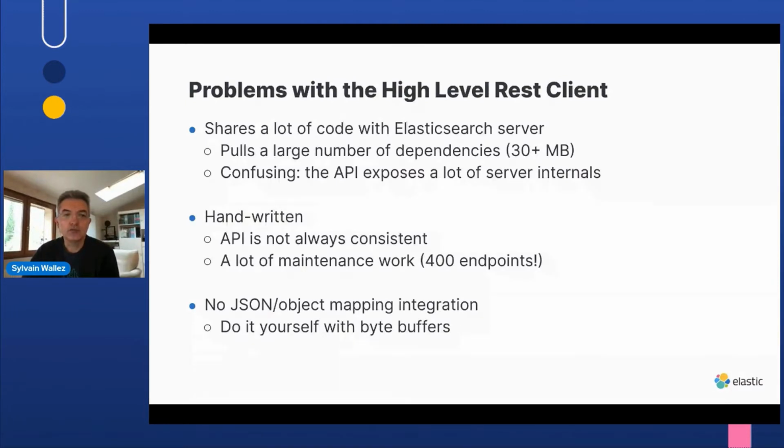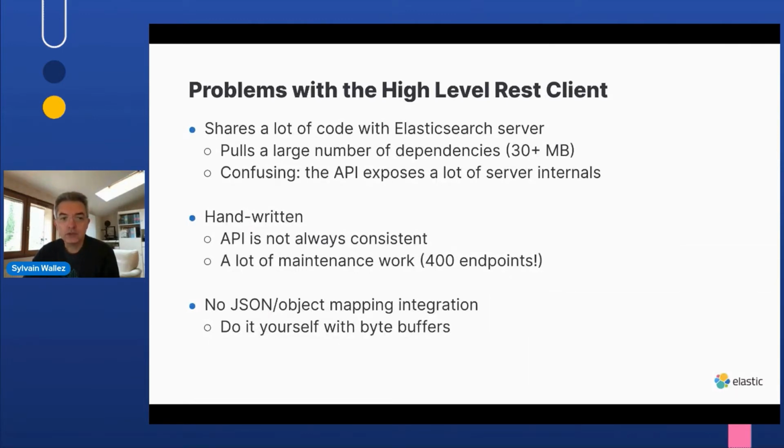So namely, it pulls a large number of dependencies because of its relation to the server code. So typically, it will pull more than 30 megabytes of bytecode into your applications, most of which are not useful for a client application. It can sometimes be confusing because it shares a lot of code with the Elasticsearch server. Its API also exposes a lot of things that are internal to the server and that you don't have to care about and should not have to care about in your applications.